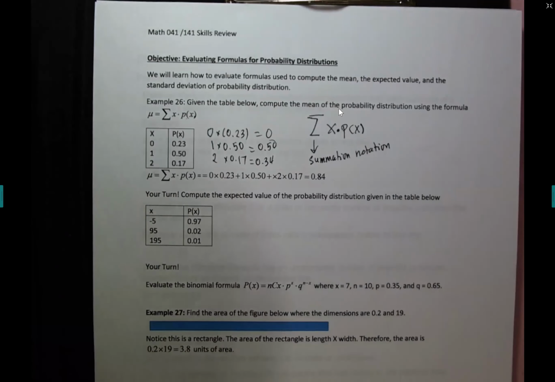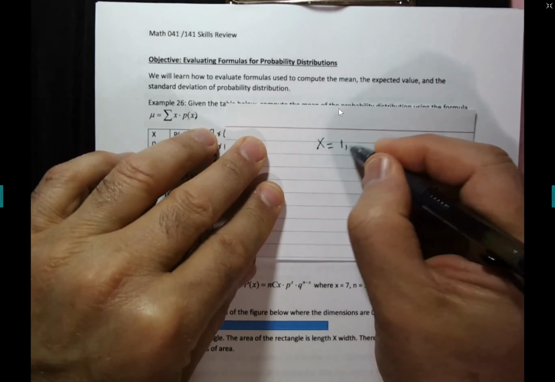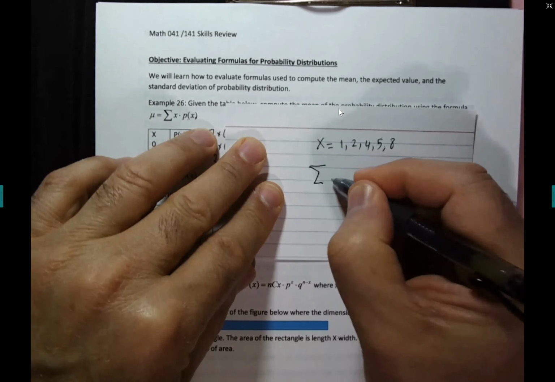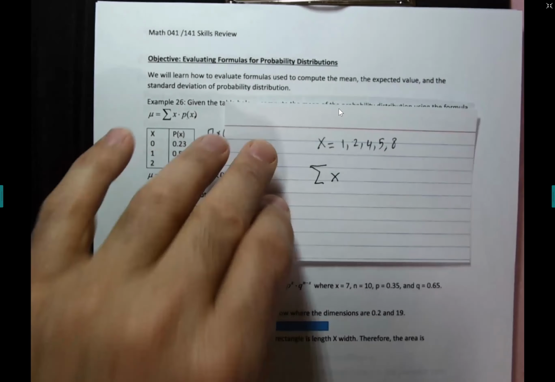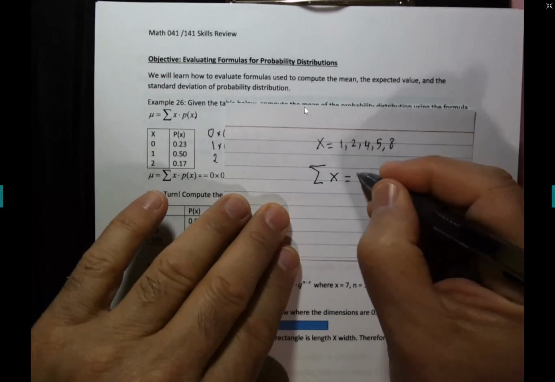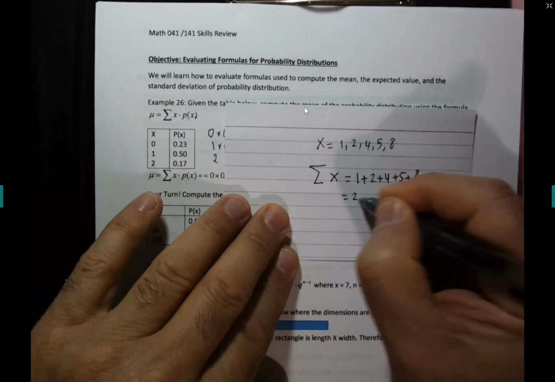Here is another example, guys. He gives you x to be 1, 2, 4, 5, 8. And he says, find this sum of x. Does anyone know what to do here? Okay, let's see. Add them all. Okay, maybe. 20. Yeah. So it will be 1 plus 2 plus 4 plus 5 plus 8, which is 20.